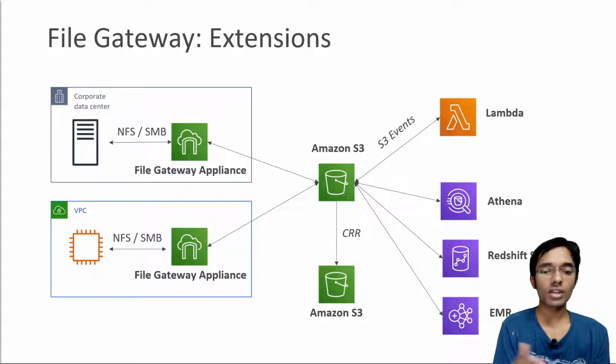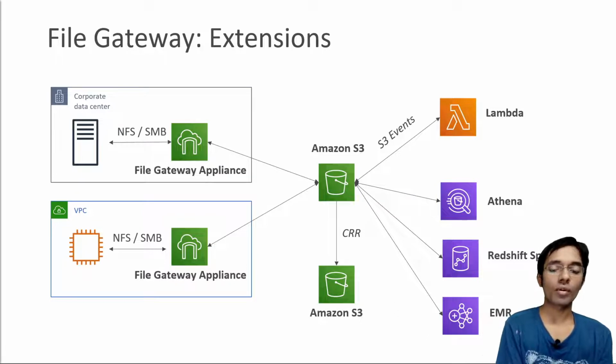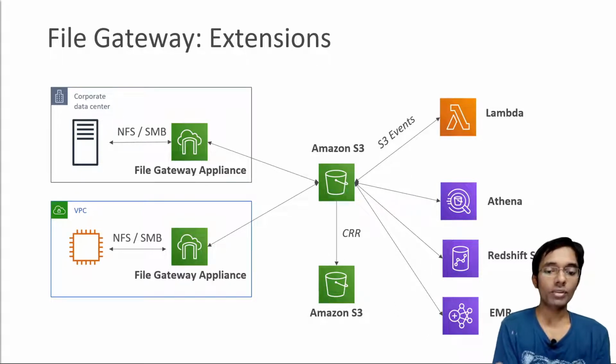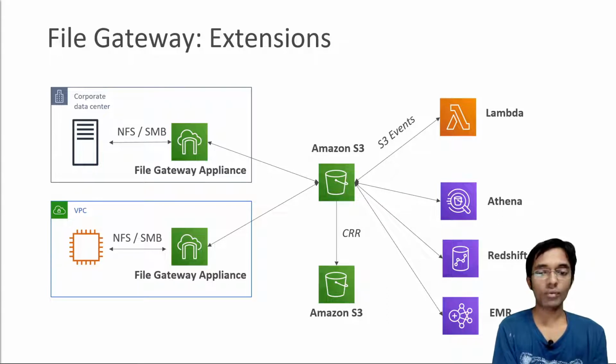But once the data is in Amazon S3, remember every single file is going to be in Amazon S3, and then you can use S3 events to send that information to Lambda, and then Lambda functions maybe process some of these objects for you, or we can use Athena to query all of our data in Amazon S3. The beautiful thing is that Athena only uses the resources of Amazon S3, and so it doesn't impact the performance of our file gateway. And we can use Redshift Spectrum or even EMR to analyze the data.